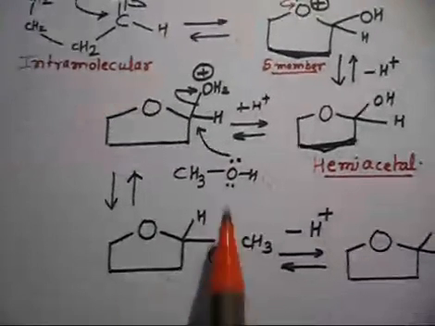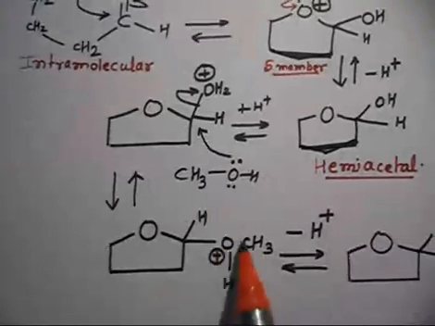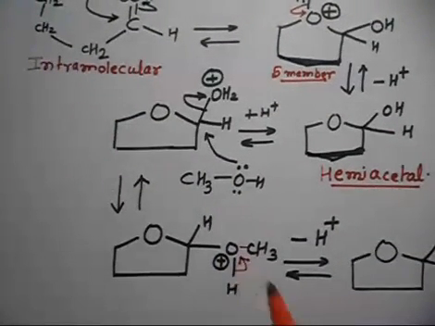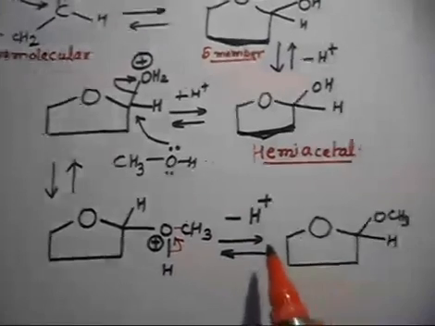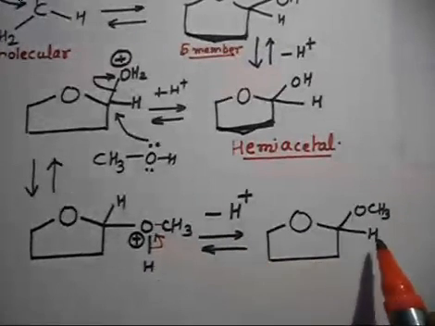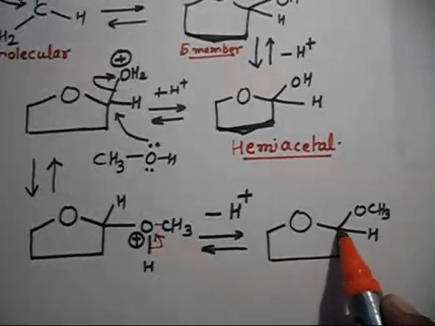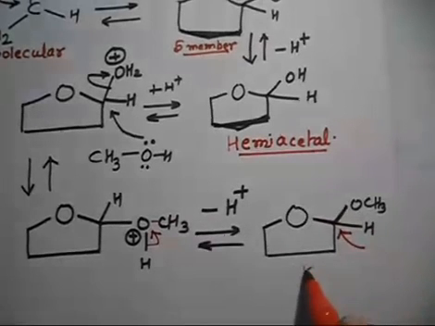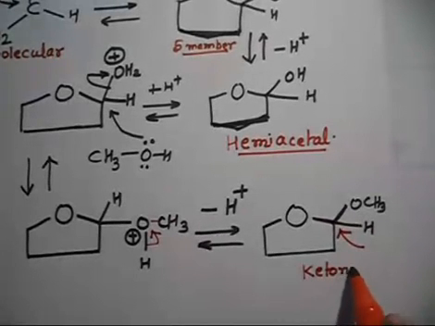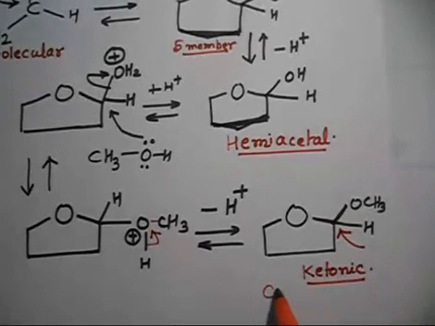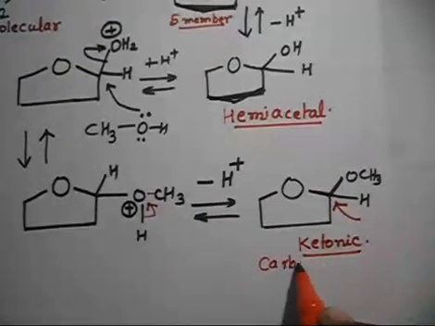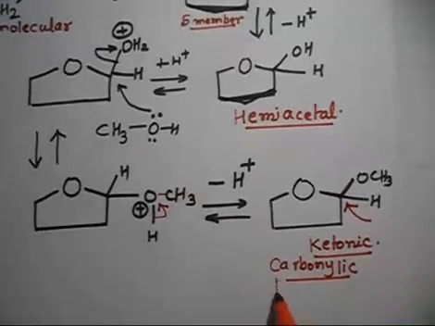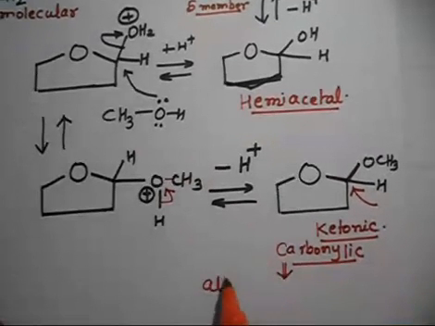CH3O, and oxygen will have a formal charge because it has 3 bonds. Now the oxygen has a positive formal charge, so it will lose H plus in the next step. If it loses H plus, it will form something like this, OCH3. Now this carbon is attached with 2 oxygens. Initially this was the ketonic carbon, or you can say carbonylic carbon, that has now been attached with 2 oxygens. So the carbonylic carbon is basically attached with 2 oxygens.